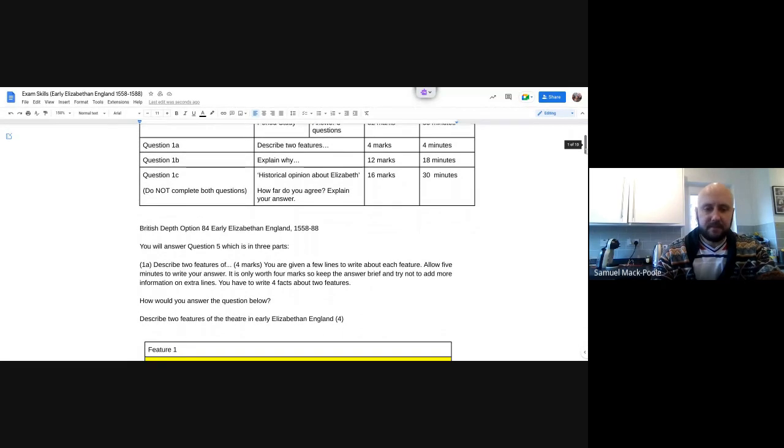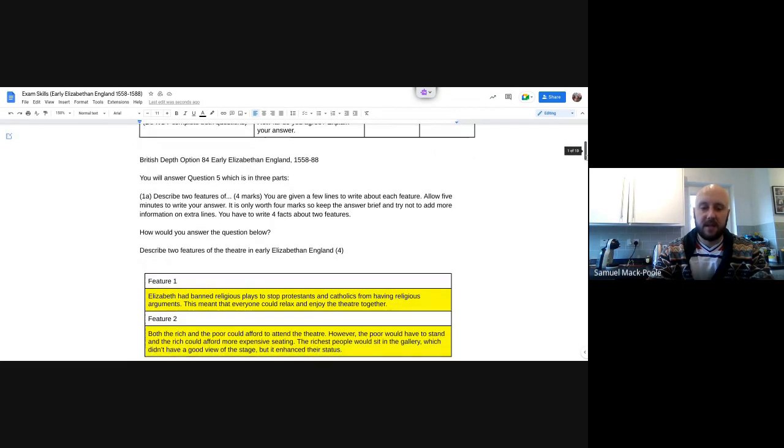You're going to be given a describe 2 features question, so you have to write a few lines about each feature. Really, this should take no more than 5 minutes. It's only worth 4 marks, so you've got to keep your answers brief and try not to add too much information. What you have to do is identify one feature and explain it, then identify another feature and explain it again.